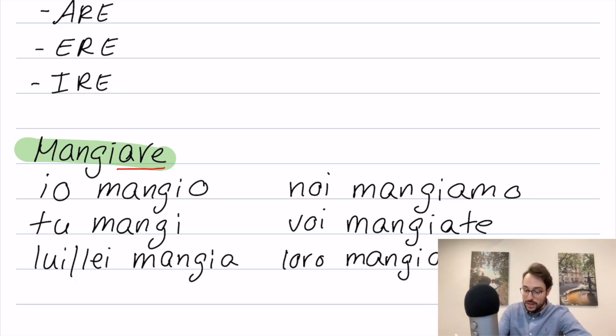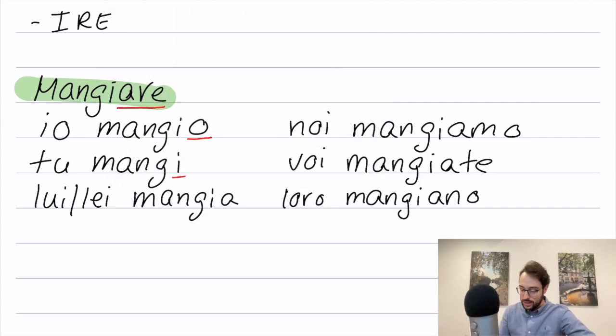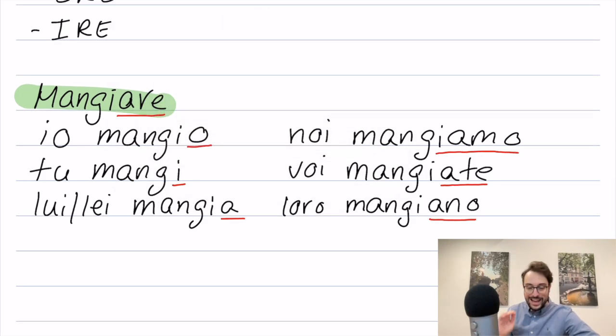So, our verb endings for regular are verbs, verbs that end in are, are as follows. Io will end in o. Tu will end in i. Lui, lei ends in a. Noi ends in iamo. Voi ends in ate. And loro ends in ano. So you can take any regular verb that ends in are in the present tense, cut off the are and put in these endings, and you will have yourself a verb in the present tense.